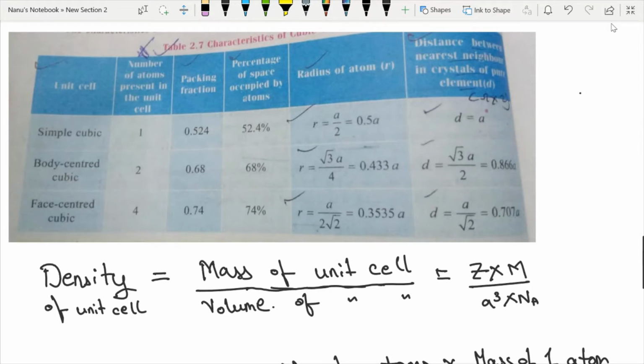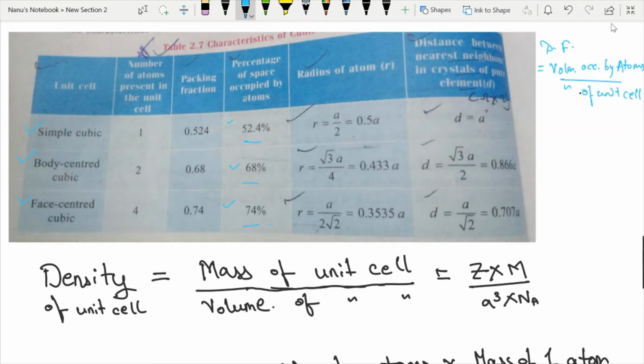You should know all the packing fractions, whether it's 52.4%, 68% or 74%. If you don't know what packing fraction is, simply, it is the volume occupied by atoms divided by the volume of the unit cell. Normally, you don't need to know the derivation at the last minute, but you should know the values. Values are very much asked in these exams.